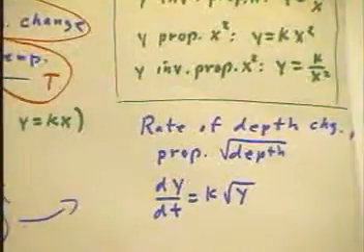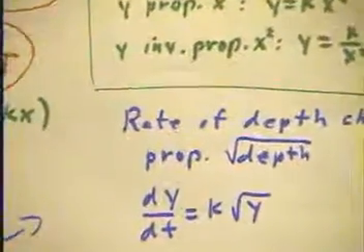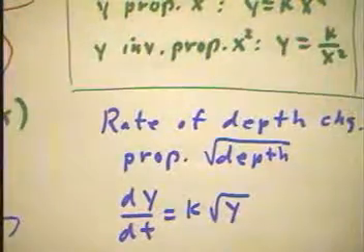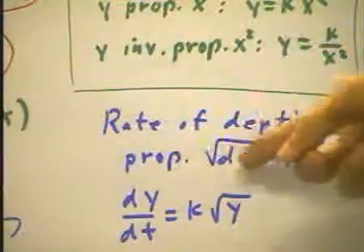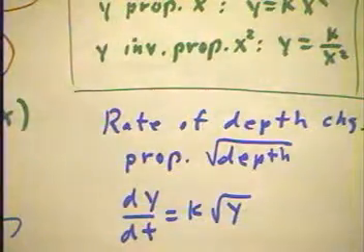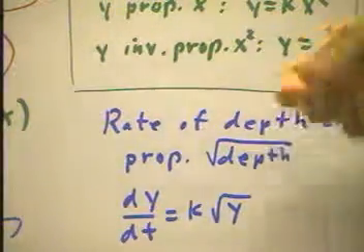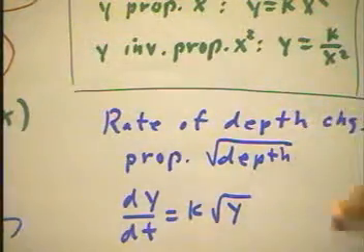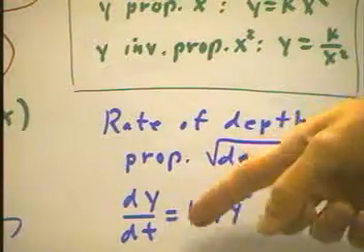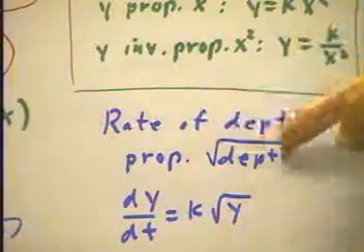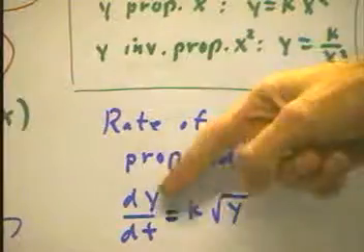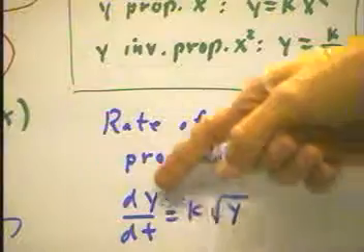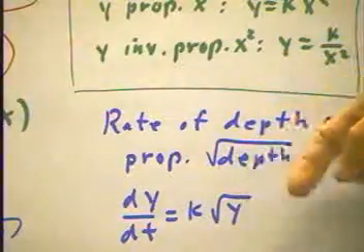So another idea that we've seen, the rate of depth change. The rate of depth change is proportional to the square root of the depth, it turns out, when you have water flowing from a hole in the bottom of a uniform cylinder, or at y equals 0 in a uniform cylinder, wherever that happens to be. The rate of depth change is going to be dy/dt, the rate at which y changes. The square root of depth is the square root of y, and the proportionality then is dy/dt equals k square root of y.